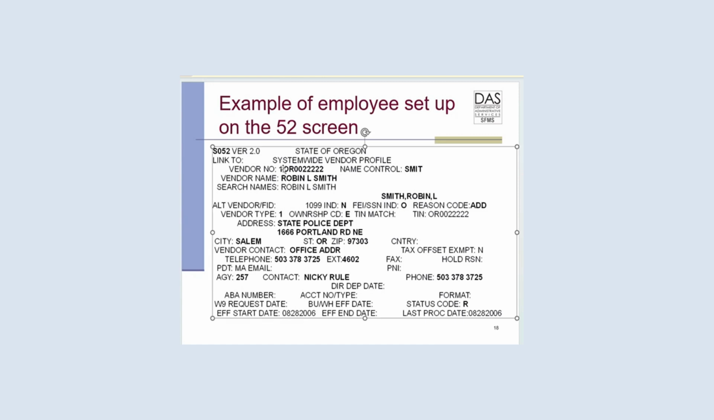You see the vendor number, the name control, the vendor name, and this last search field, how the vendor name is going to be. It tells you how to code each one of these fields, the vendor type, the 1099 indicator, the ownership code. It tells you how to put in the address with its abbreviations, road, northeast. So the manual is actually really good. It will show you exactly what I'm going to show you in a second. All right, so I'm going to go out of this.